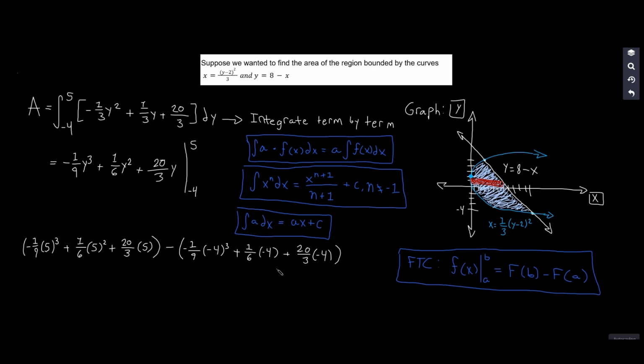Now this is the full setup. Now if you evaluate this entire equation, you're going to get 81 over 2. Thus, the area of the region that's bounded between the curves is going to be 81 over 2.